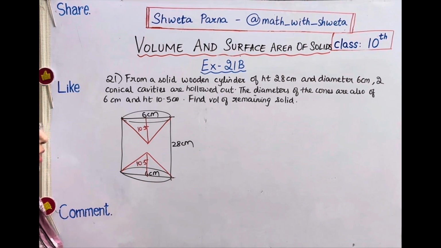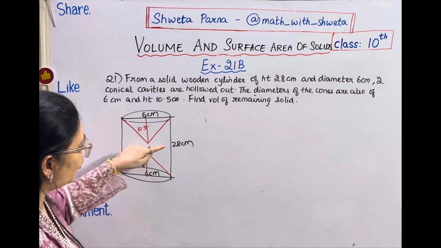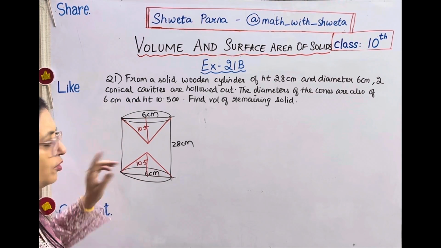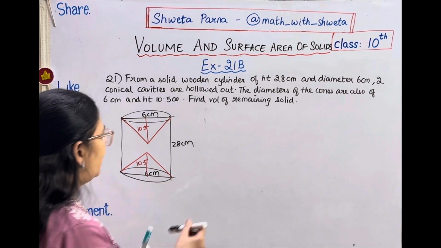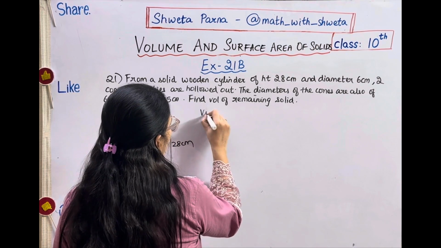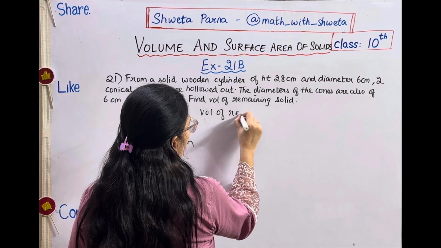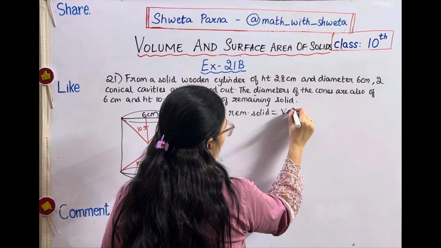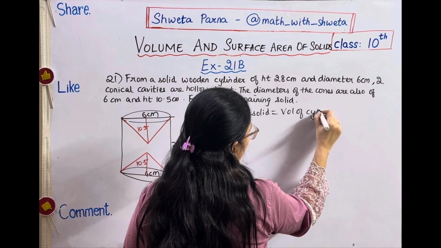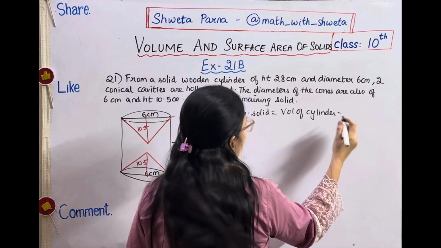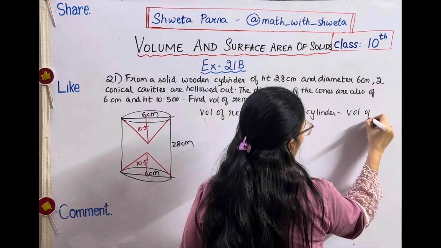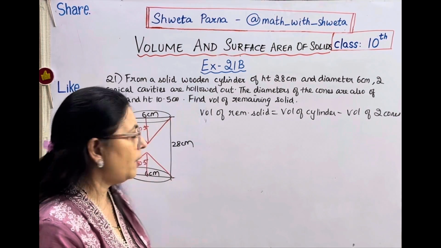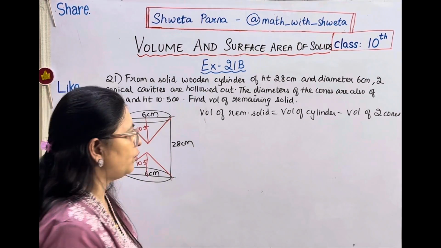Find the volume of the remaining solid. How will you find the volume of the remaining solid? It is volume of a cylinder minus volume of two cones. Okay, come on, let's solve it. So volume of remaining solid is equal to volume of cylinder minus volume of two cones. Now in both these cones the radius is same and the height is also same.